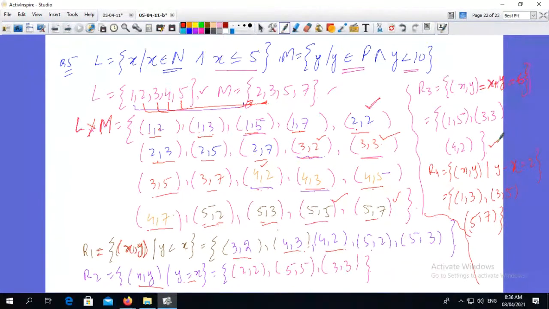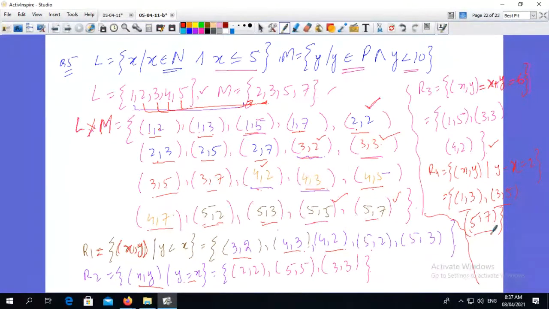And in R4, we have to find those ordered pairs whose difference is 2, but y minus x, y is greater than x, and whose difference is 2. So (1, 3), (3, 5), and (5, 7) are the three ordered pairs whose differences are 2. Also write the domain and range of each relation.